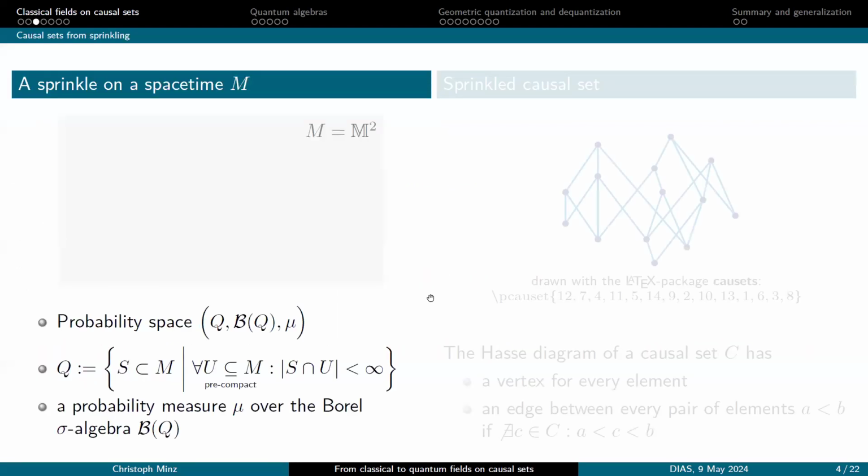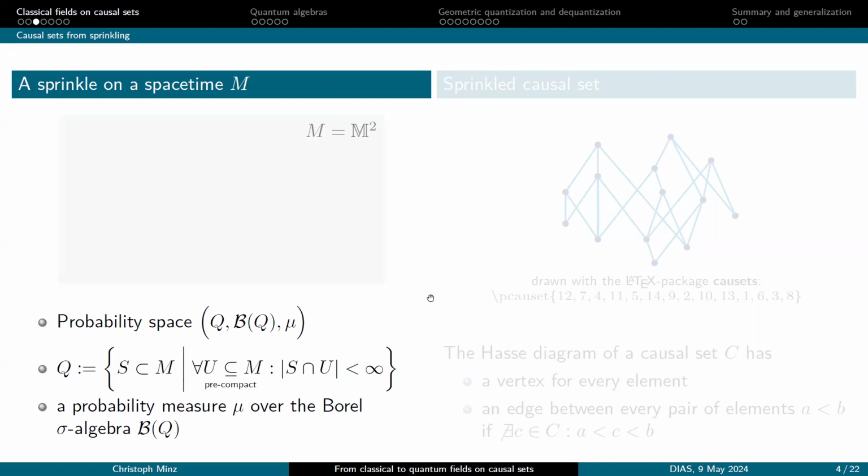So first, just to recap, for those who are not very familiar with this process of generating causal sets for a space-time manifold, I will start with a space-time manifold M. Here in this example, for simplicity, I will depict just M2, 2-dimensional Minkowski space-time. And you can even mathematically write down the probability space for a process called sprinkling.